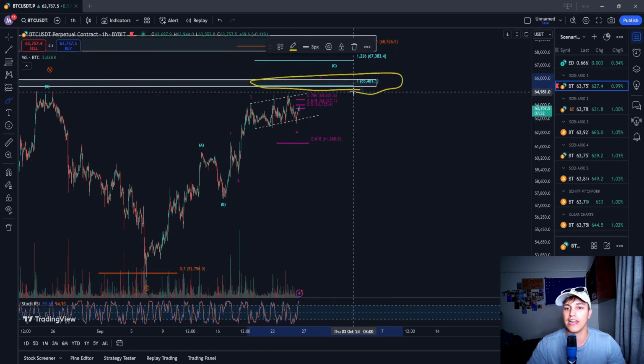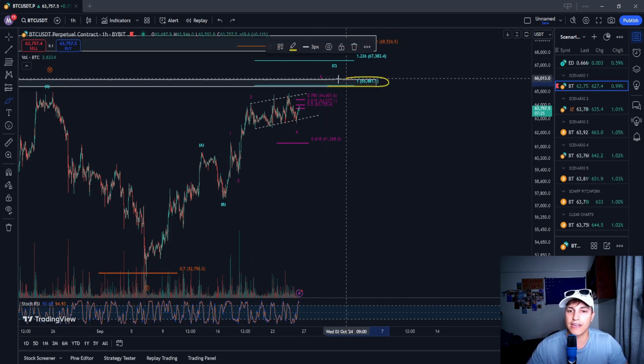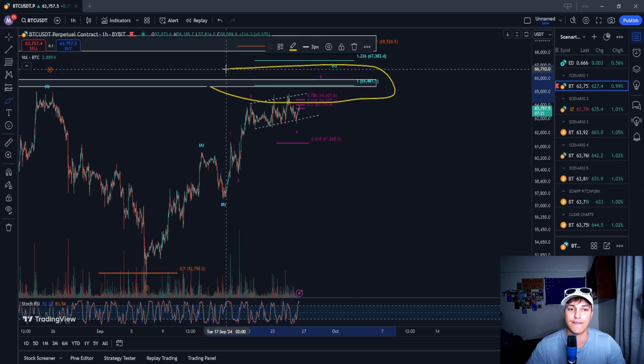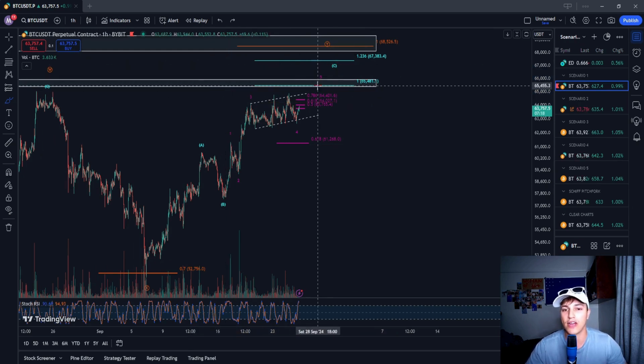We have done an A, B, C, and the common target for this is the $65,481 level to $67,383. This 1-to-1 level fits perfectly within a fair value gap on the 4-hourly time frame. So I do think that price will find resistance here.